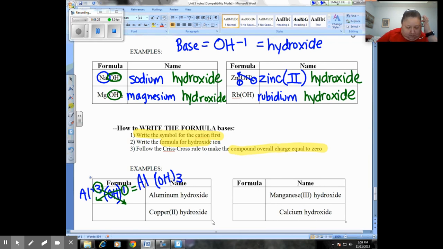Okay, so last example. Copper, Roman numeral, hydroxide. Copper is Cu. Okay, this Roman numeral is telling you copper's charge, so +2. Hydroxide is OH -1. So your final answer after you crisscross to make this compound neutral is going to be Cu1(OH)2. So this is how we name bases. Notice the difference between acids and bases, the fact that there's a hydroxide in bases. Acids only have a hydrogen.